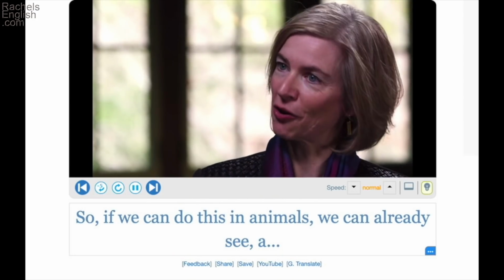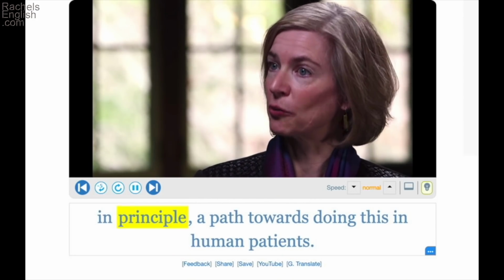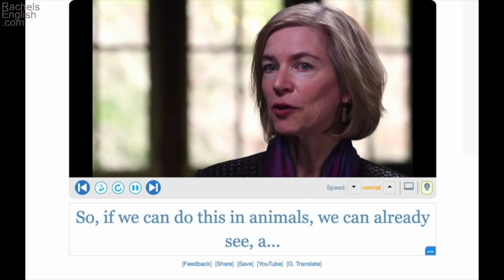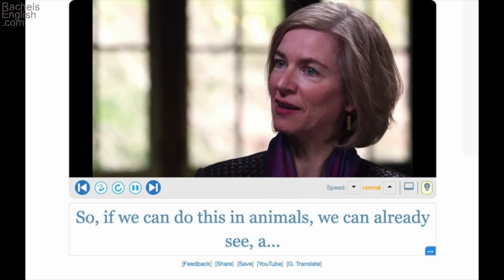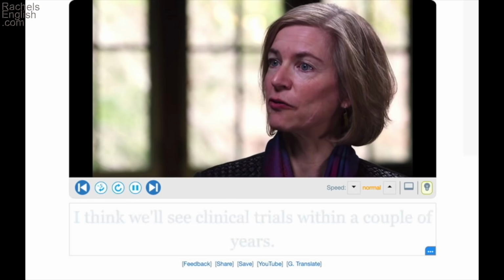Here's another example. So if we can do this in animals, we can already see, in principle, a path towards doing this in human patients. In principle is a common phrase. It's like saying in theory or because of this, we think that. She's talking about testing medicines on animals as a way to find a theory or fact of nature that can help scientists know how to use the same medicines with people.